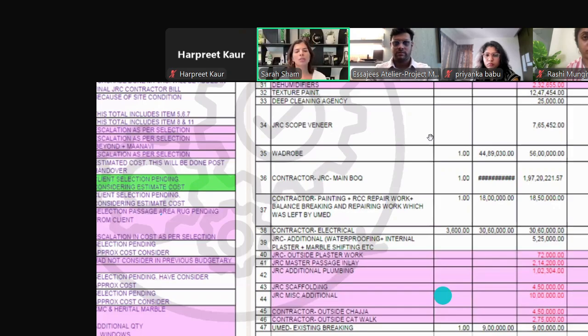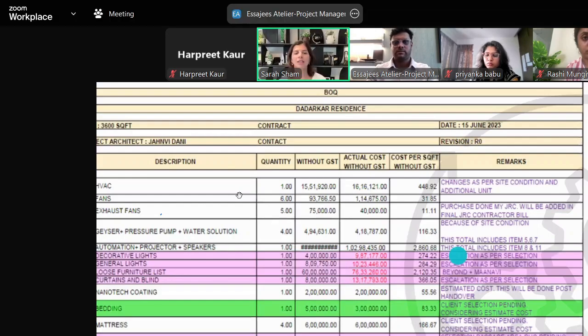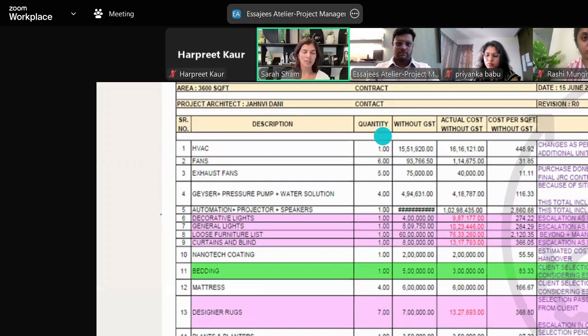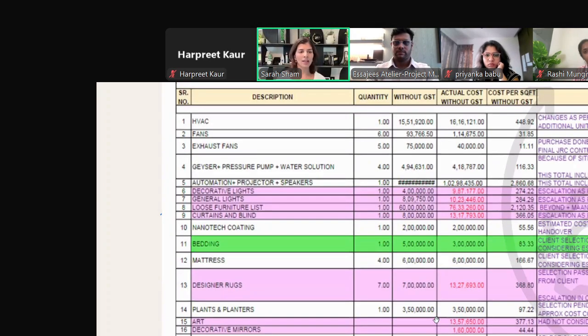It is a continuous process. We put in all these numbers for the rates: exhaust fans, general lights, curtains. Okay. Then once the project starts on site, the breaking work starts. Then we share the previous document with the project manager, where we're supposed to make all the selections.